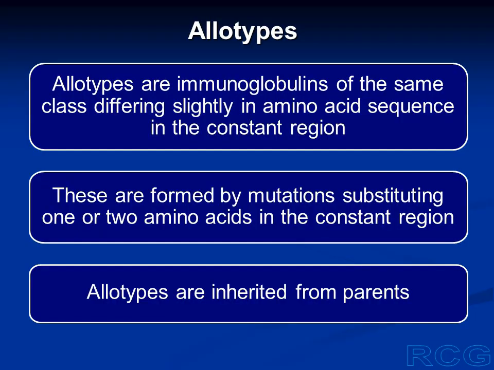The third type of variants are known as allotypes. These allotypes are antibodies or immunoglobulins of the same class which have a very slight difference in the amino acid sequence in the constant region. The difference is only of one or two amino acids. These allotypes are formed by point mutations, changing one or two amino acids in the constant region. And these allotypes are inherited from the parents.